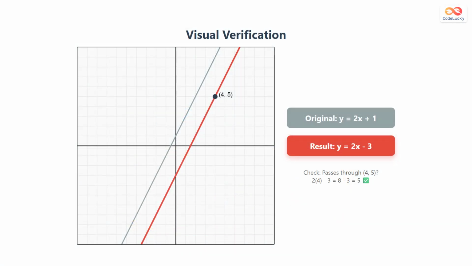Let's visually verify this. The gray line is the original line, y equals 2x plus 1. The red line is our answer, y equals 2x minus 3. You can see they are perfectly parallel. Also, notice the black dot at (4, 5). Our new red line passes exactly through that point. The answer is correct.